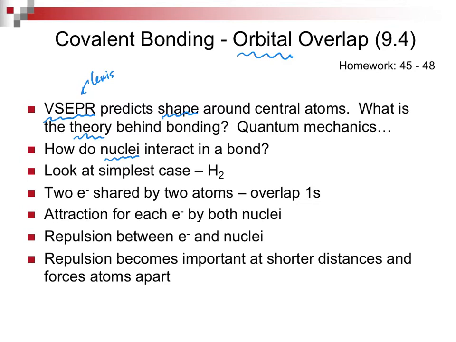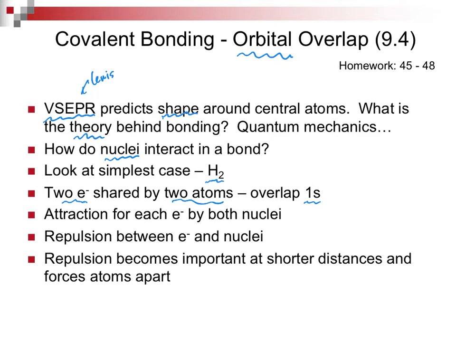Well, we're Gen Chem, and we're not going to go much further than the simplest case of a hydrogen molecule. We have two electrons that are shared by the two atoms, and it's an overlap of the 1s electrons. There'll be a picture on the next page. I'm going to talk about it.